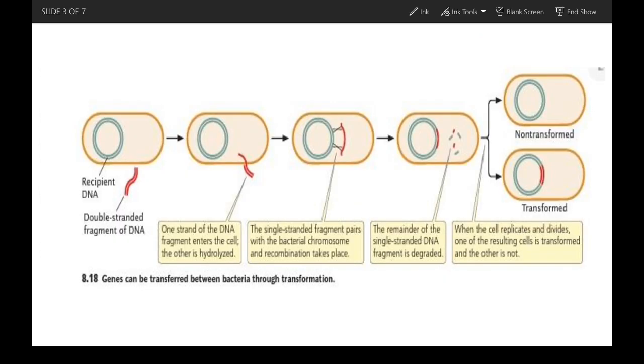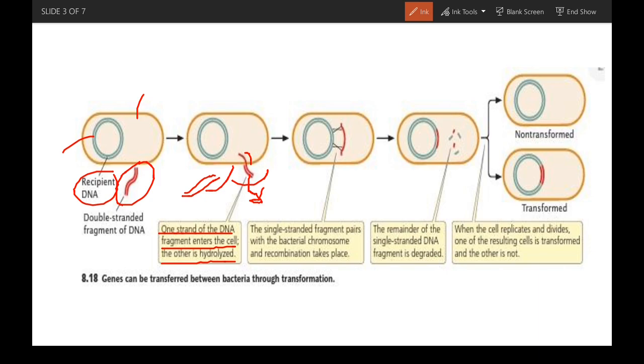So let's see this one. Here is the recipient cell with its recipient DNA, and a double stranded fragment of DNA is present in the media. In the first step, one strand of the DNA fragment enters the cell, and the other is hydrolyzed. So we see there is a double stranded DNA present here, and only one strand is entering into the cell, while the other one will be hydrolyzed and degraded, right?